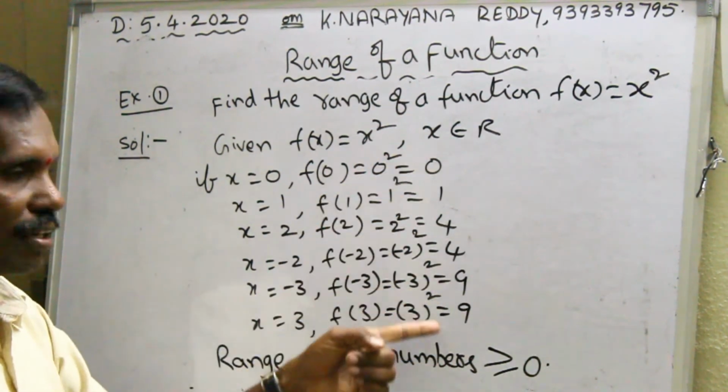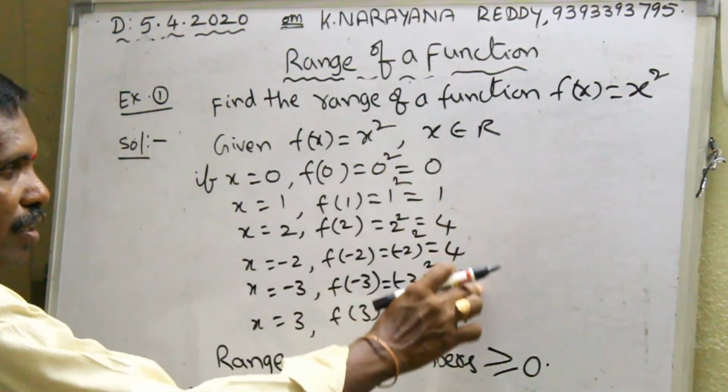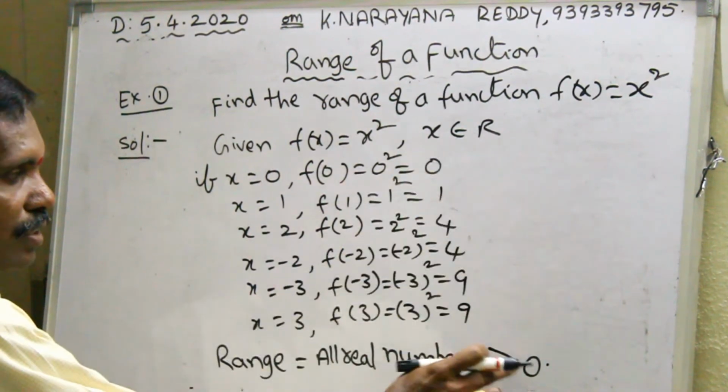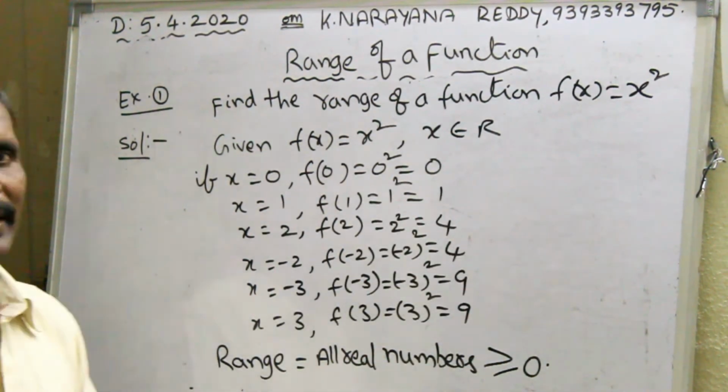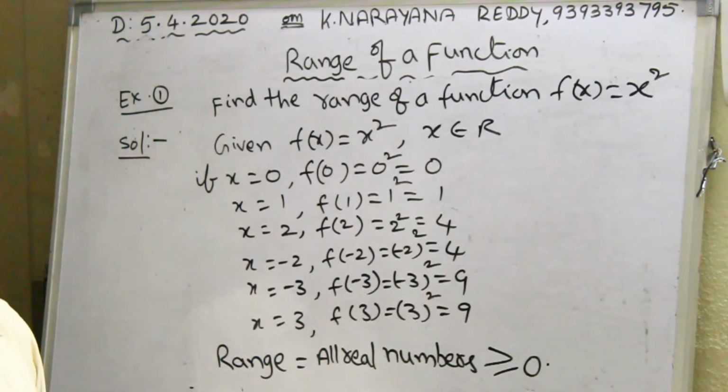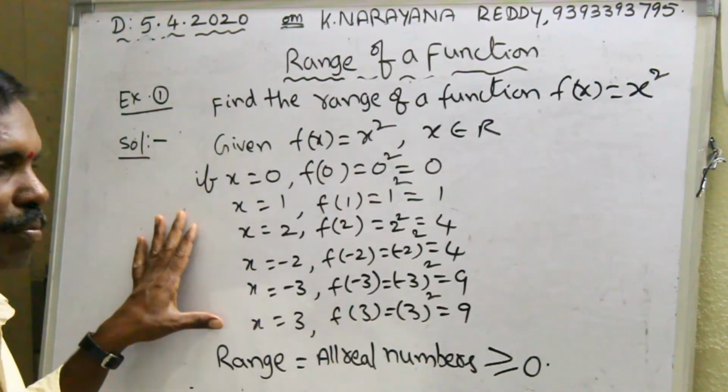Is that right? 0, 1, these are greater than 0. This is equal to 0. Greater than 0 or equal to 0. This is the range. In this way you can find the range of a function. Okay, dear friends? This is a very important point which you have to observe.